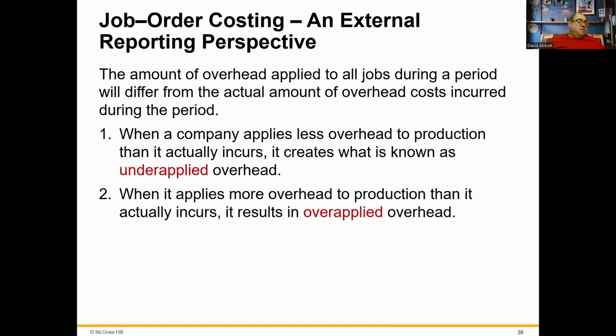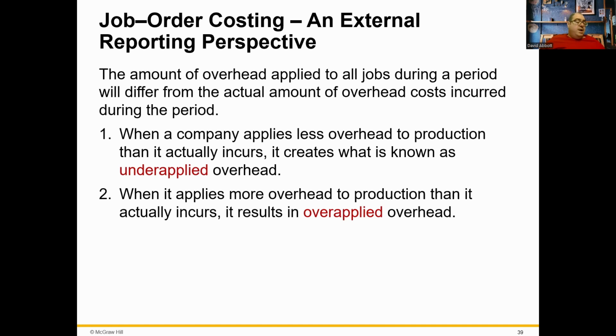Now, job order cost systems are often used to create financial statements for external parties. And the impact on the financial statements when a company uses a predetermined overhead rate is that the amount of overhead applied to all jobs for the period will differ from the actual amount of overhead costs incurred during the period. Because it's difficult, as we talked about, to accurately determine what it is, there's the possibility that it could and will differ from what actually occurred.